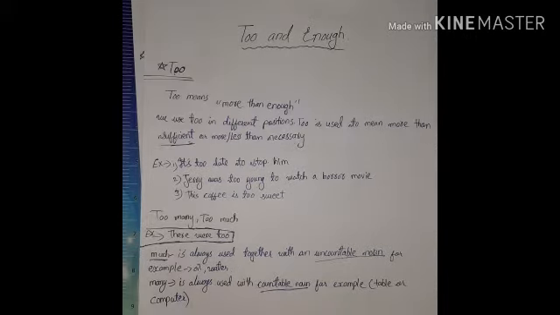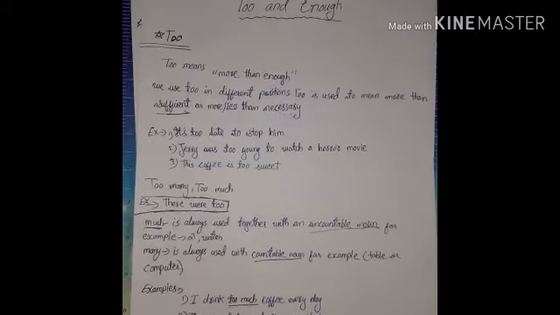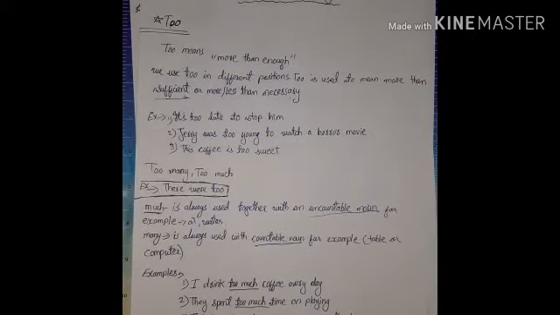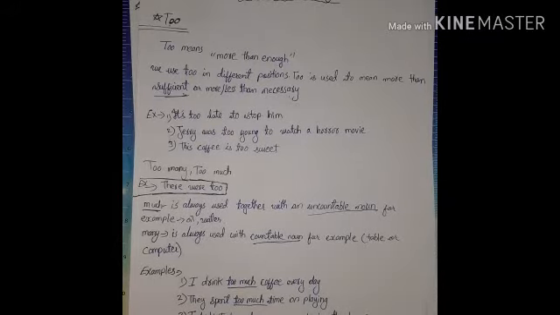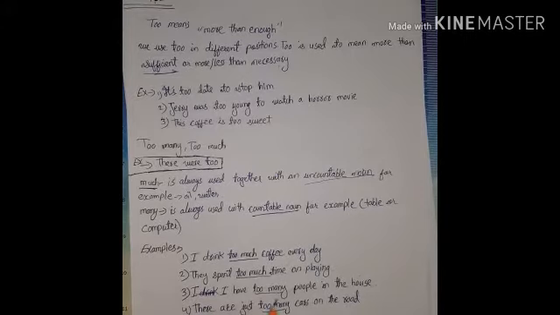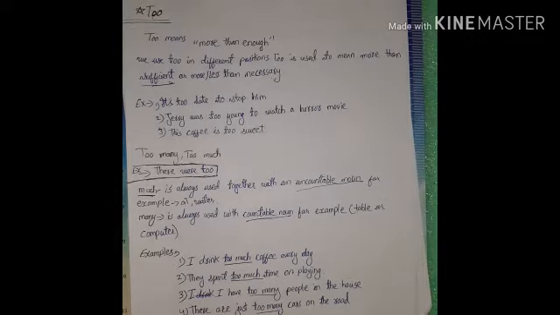This is a countable noun. For example, I drink too much coffee every day. They spend too much time on playing. I have too many people in the house. There are just too many cars on the road. So we can use "too" with "many" and "much" also. So I hope that you understand "too".